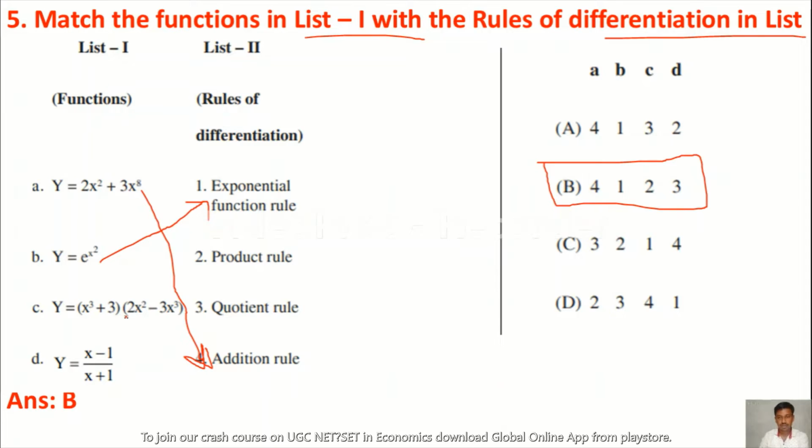C is 2. y is equal to (x^3 + 3) into (2x square minus 3x cube). This is the product rule. And the last one is y is equal to (x minus 1) upon (x plus 1), so it is the quotient rule. So please go through the rules of differentiation.